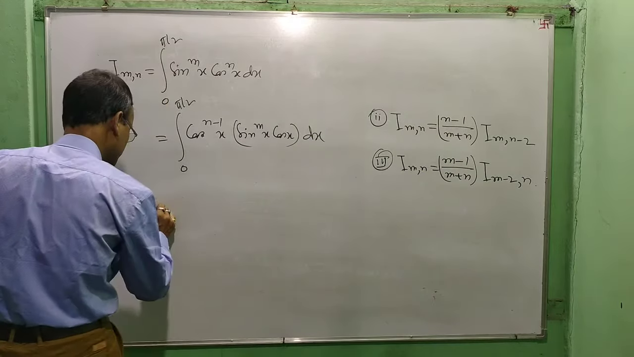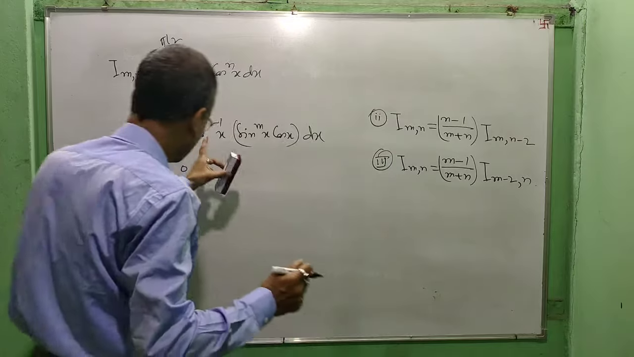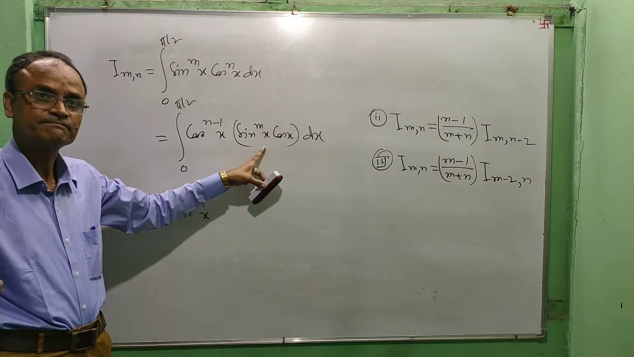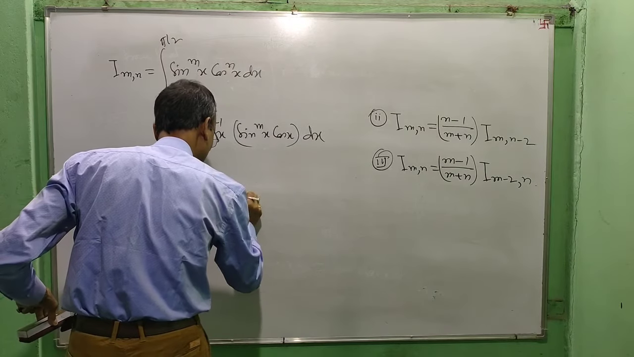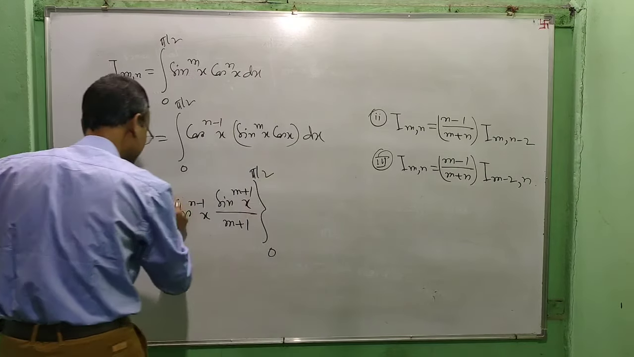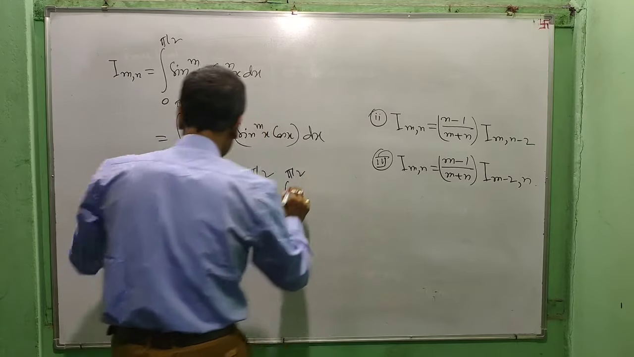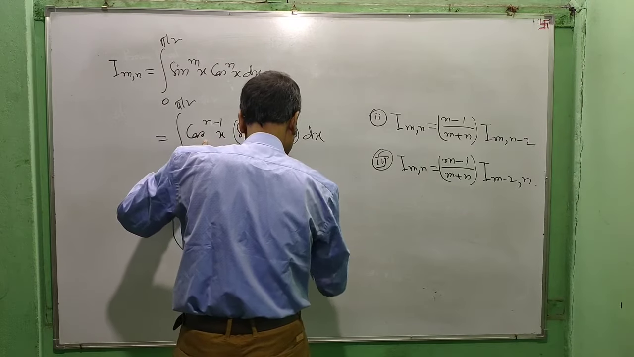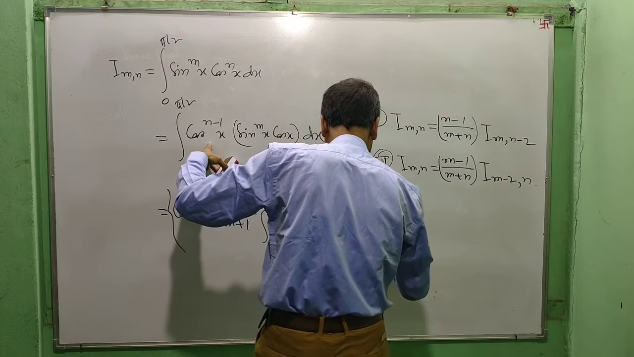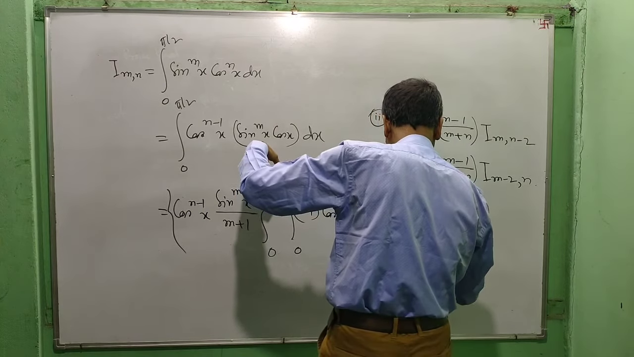Now integrate this by parts, regarding sin^m x cos x as the second function. First function, cos^(n-1) x, into the integration of the second function, which will be equal to sin^(m+1) x divided by m plus 1, between 0 to pi by 2, minus the integral from 0 to pi by 2 of the differentiation of the first function, (n-1) cos^(n-2) x, the differentiation of cos x being minus sin x, into the integration of the second function, sin^(m+1) x divided by m plus 1.